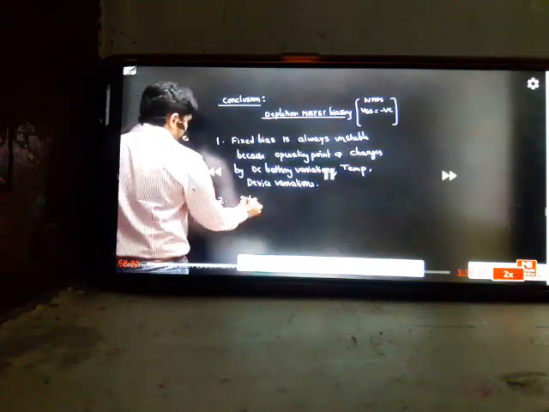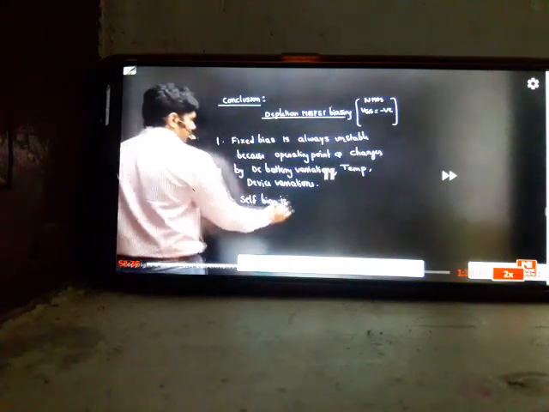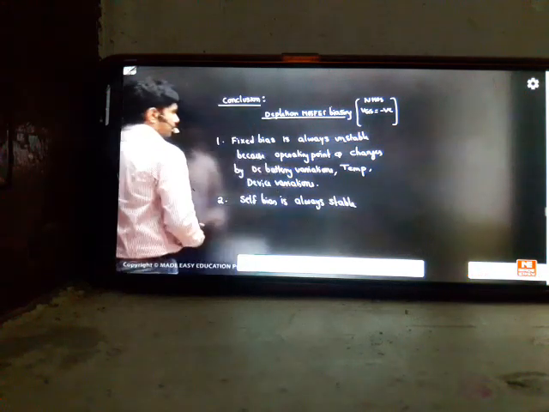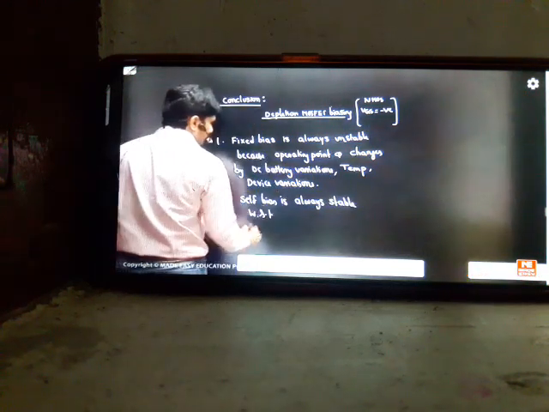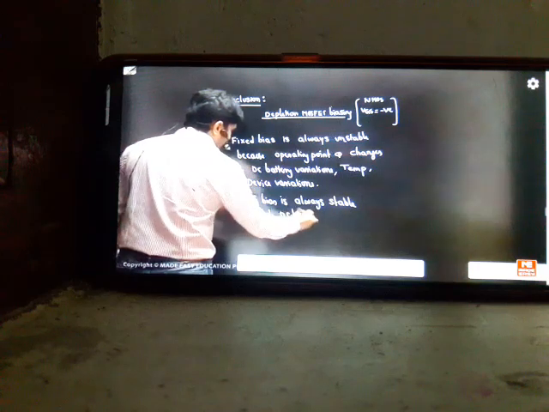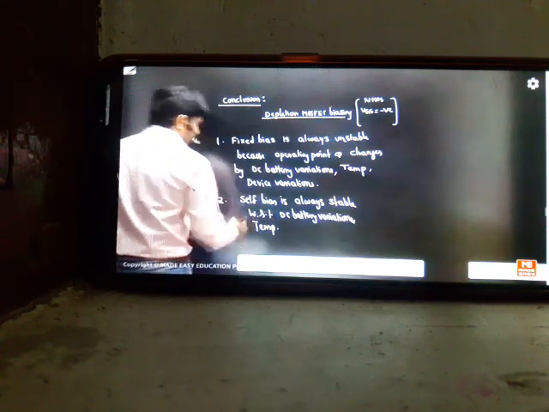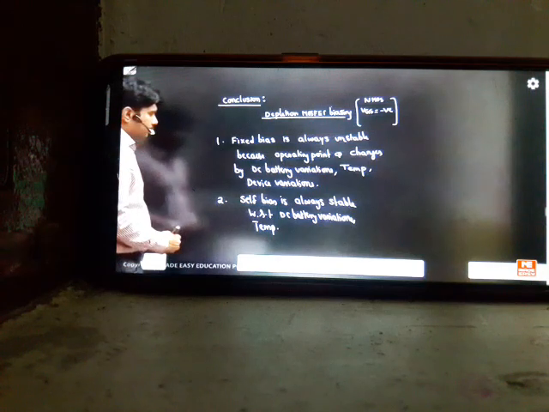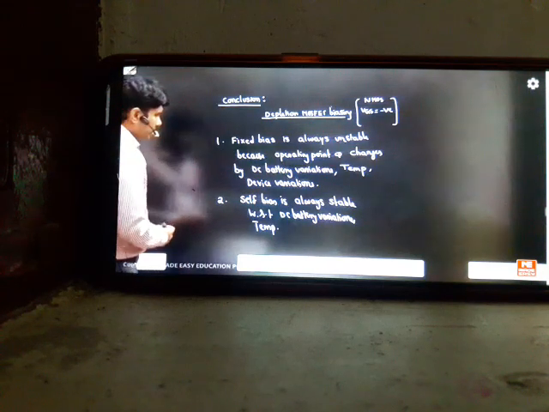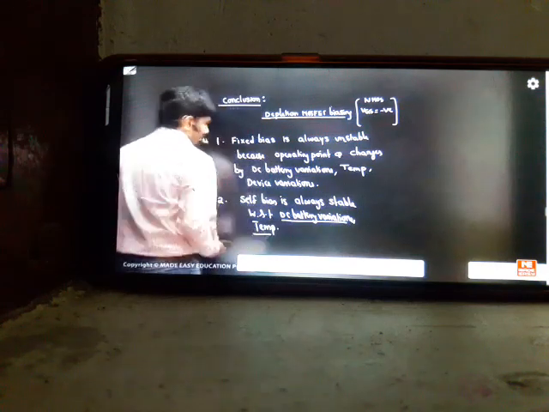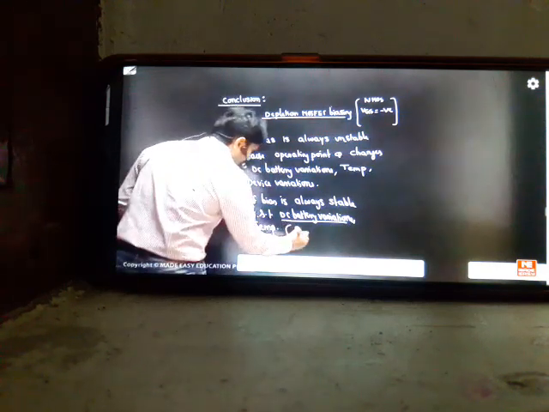Second point, self bias is always stable with respect to DC battery variations and temperature. Okay? Why does it control DC battery variations and temperature current? Why is this controlling happening? We have used a concept called the RS technique.